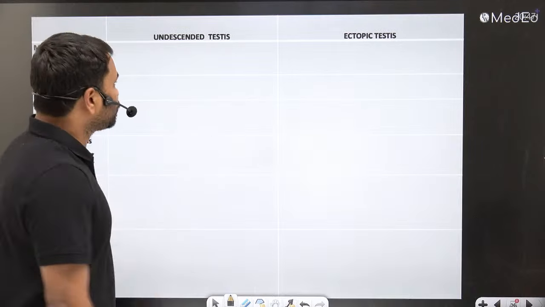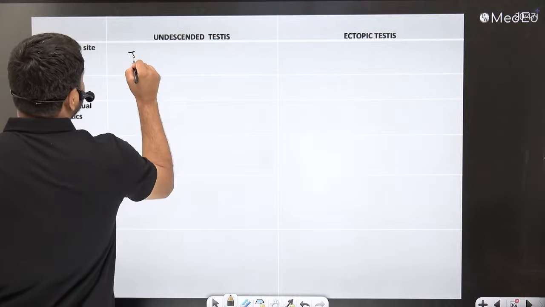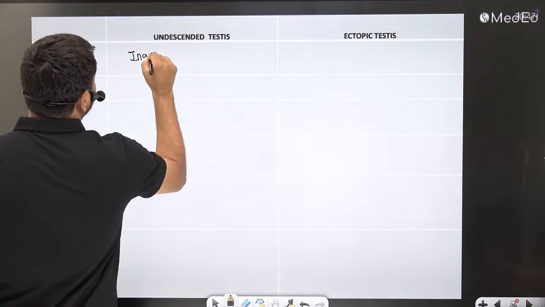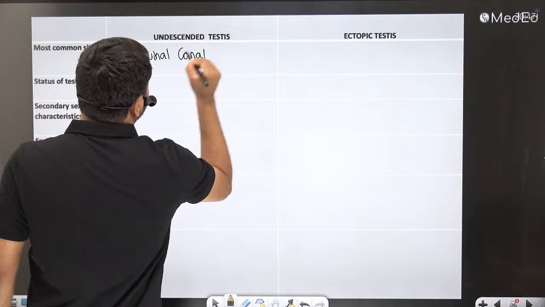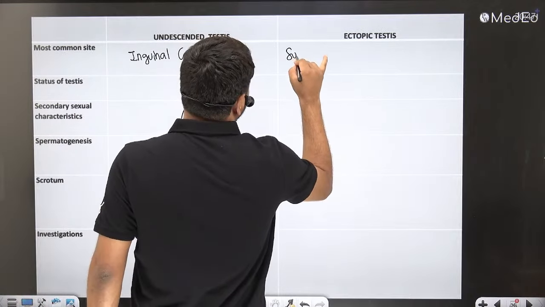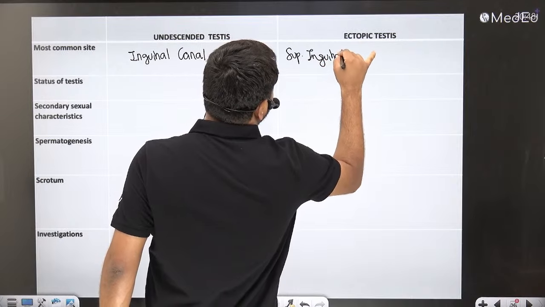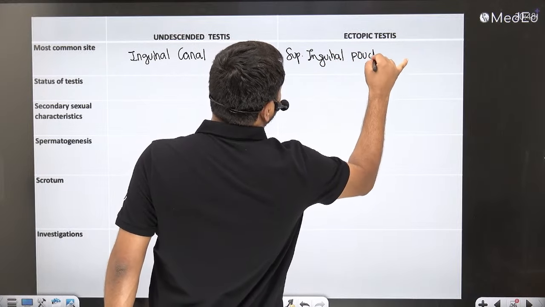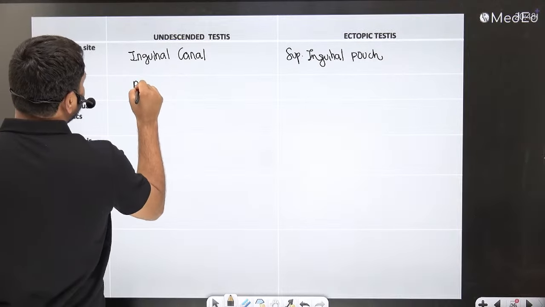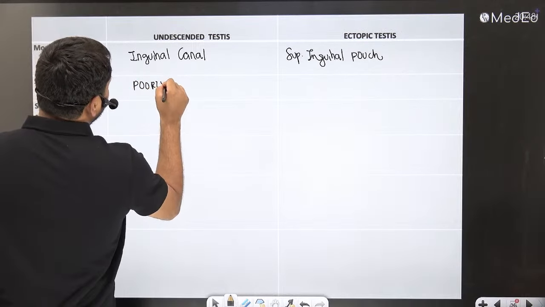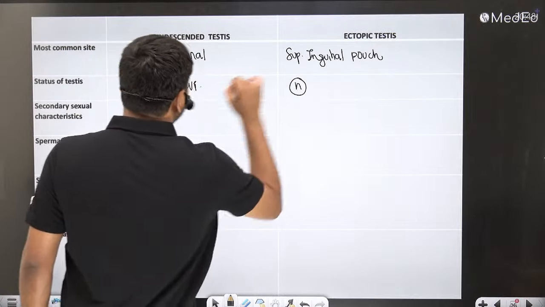Now, what is the most common site for the undescended testes? It is going to be present inside the inguinal canal. Ectopic testes is seen in the superficial inguinal pouch. Status of the testes: in undescended testes, they are going to be poorly developed. In ectopic, they remain normal.